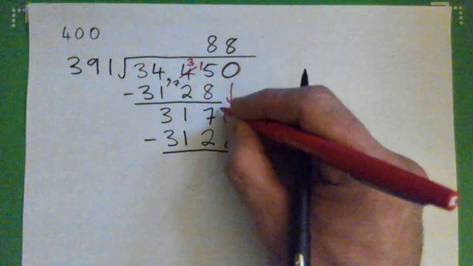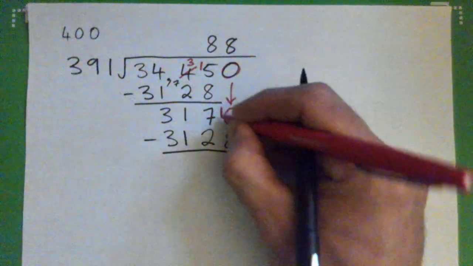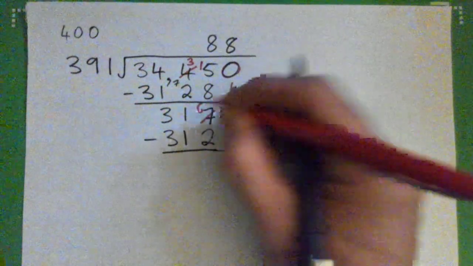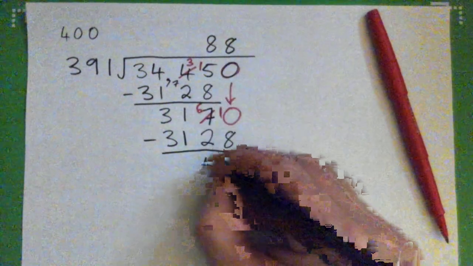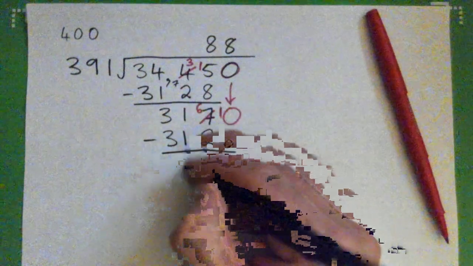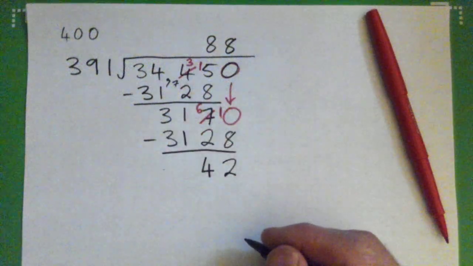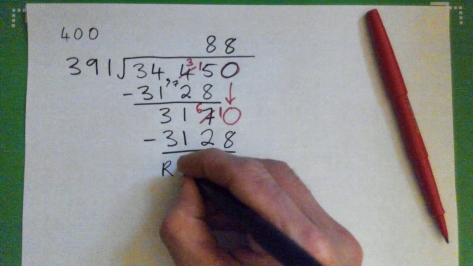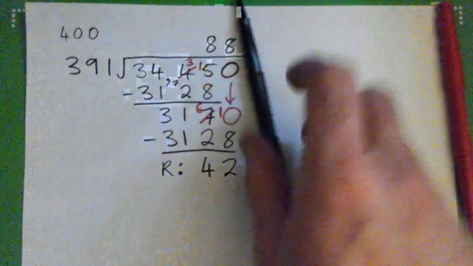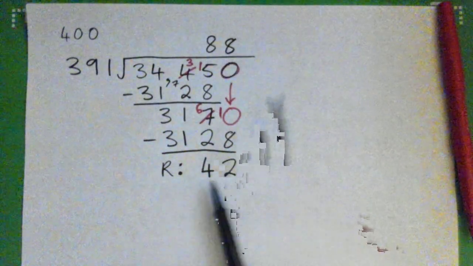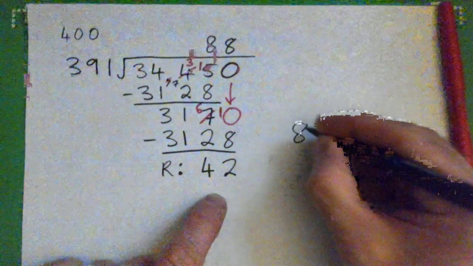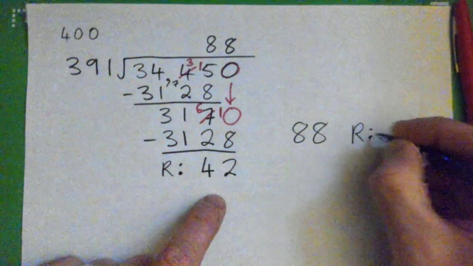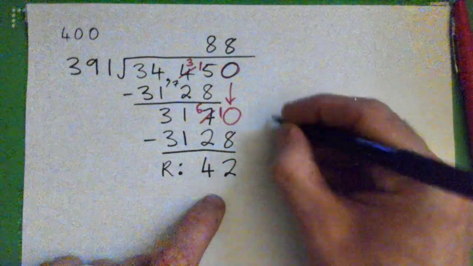Right, so 0 minus 8, we need to borrow from the 7. That becomes 6. So 10 minus 8, 2. 6 minus 2, 4. 1 minus 1 is 0. 3 minus 3 is 0. And that is the remainder. So we got to the end. And the remainder is 42. So the answer is 88, remainder 42, right?